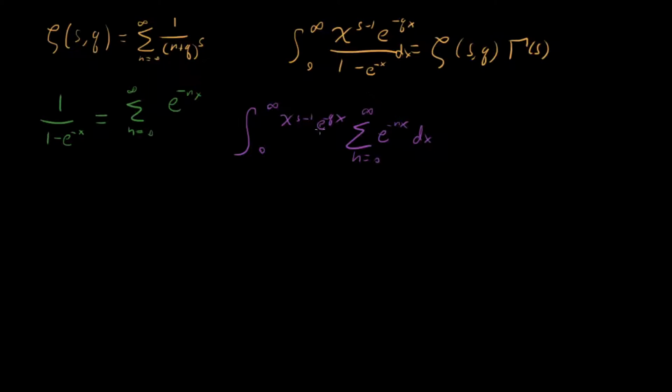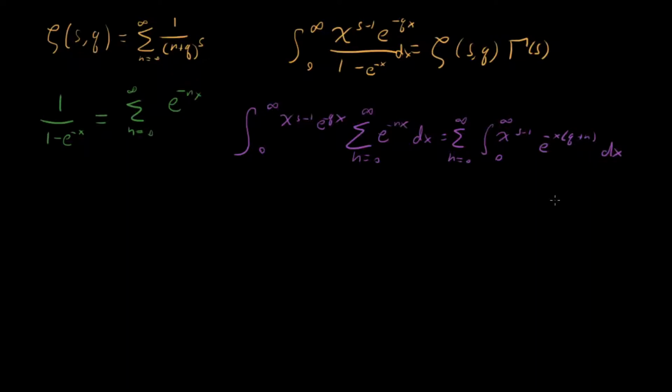All right, so this is our integral, and now we can just do the normal thing. This n is independent of this x, so we can pull out the sum. So we have the sum from n equals 0 to infinity, and then the integral from 0 to infinity of x to the s minus 1 e to the minus x times q plus n dx.